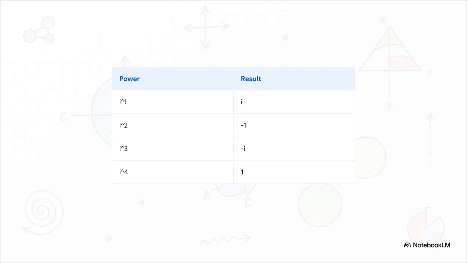Now check out this fantastic rhythm when we multiply i by itself. The powers loop in this beautifully predictable repeating cycle. i to the first is just i. i squared, by definition, is -1. Multiply by i again, and i cubed becomes -i. Multiply one more time, and i to the fourth brings us right back to +1. It's this perfect four-step dance. i, -1, -i, 1. And it just repeats forever.